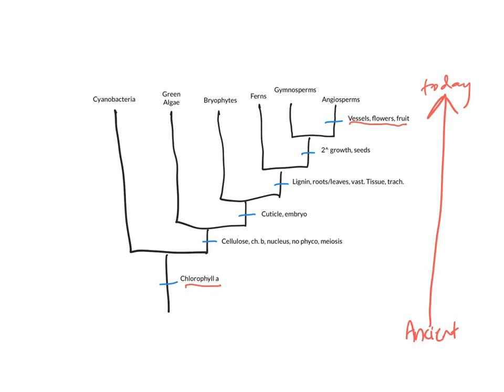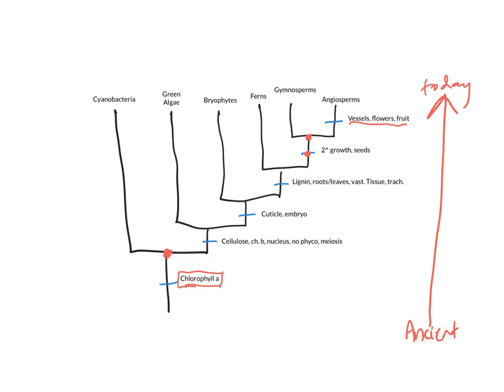The other thing is to look at all the species. So everybody on the tree has chlorophyll A, right? Because anything branching from this point is going to have chlorophyll A. And so if everybody has it, it's a much more ancestral trait. Whereas if you look at secondary growth or seeds, you see that only in gymnosperms and angiosperms, so anything coming from this node. So that's a much more derived characteristic.